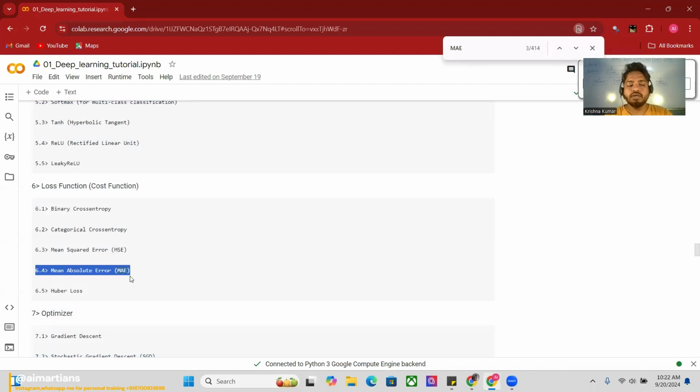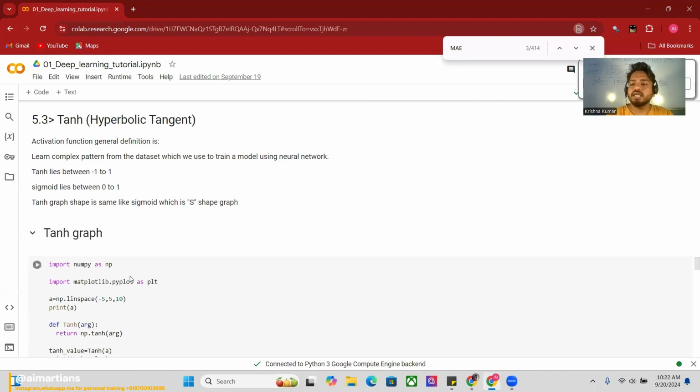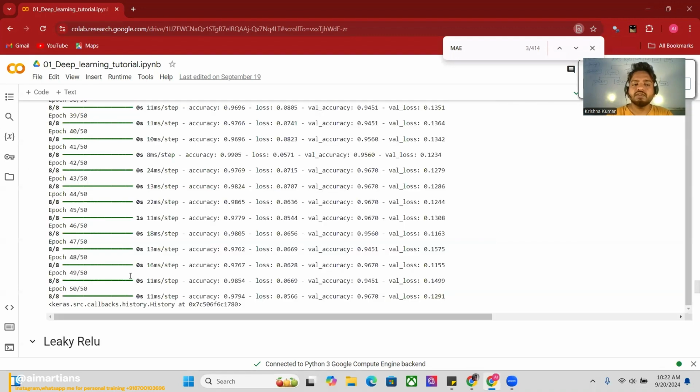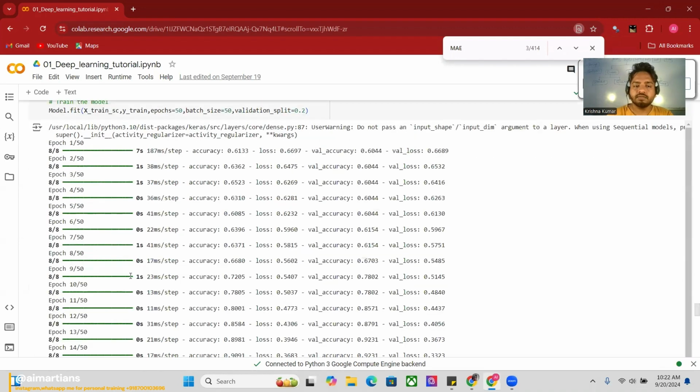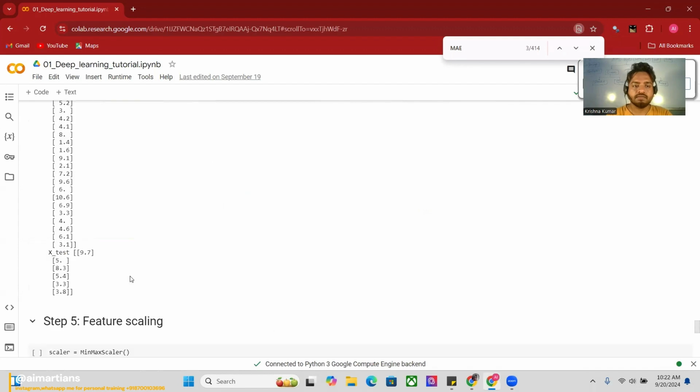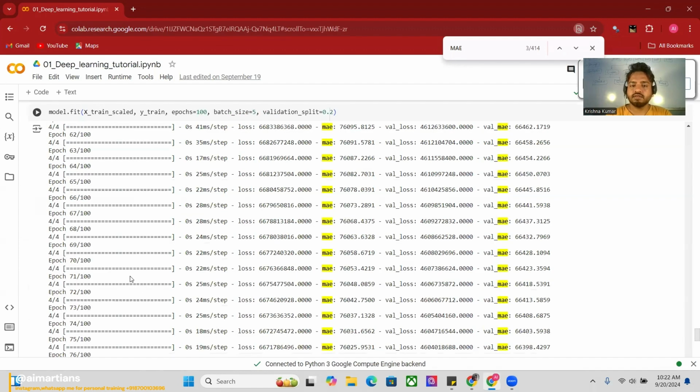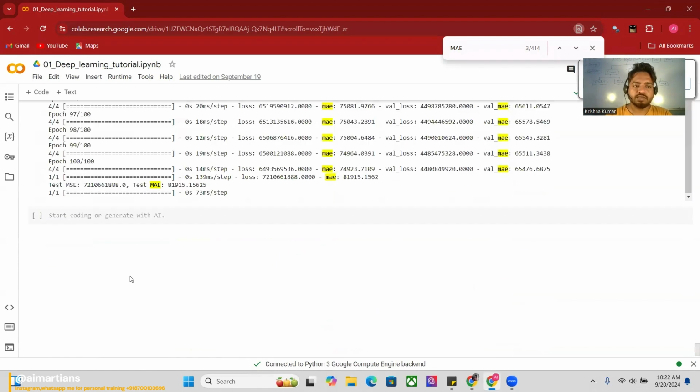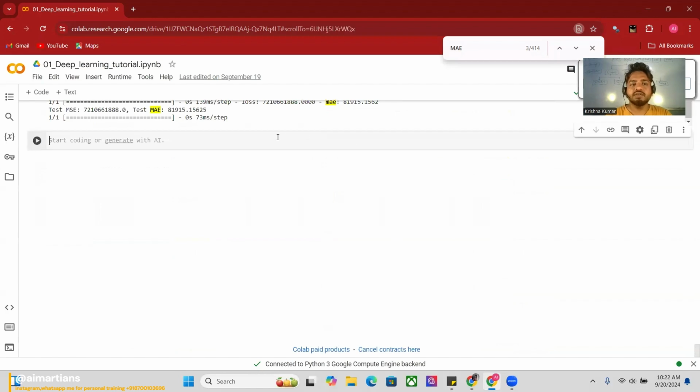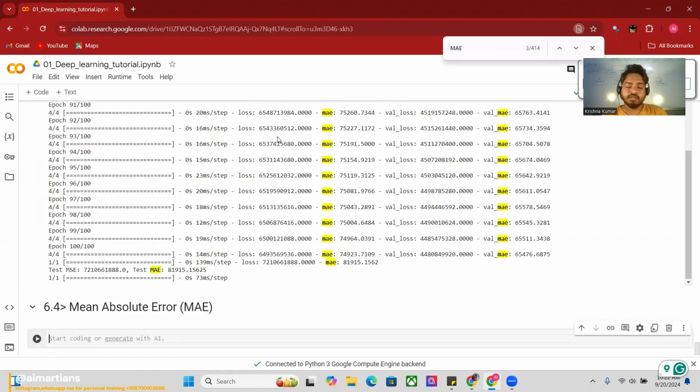So how does it work, and what are the mathematical operations behind it? I'm going to make a heading for it first of all. I'm scrolling down because this sheet is very lengthy now. So yeah, this is mean absolute error, and I created a heading for it. Now, how does it work? Let me give you one example. Let me clean the screen first of all.